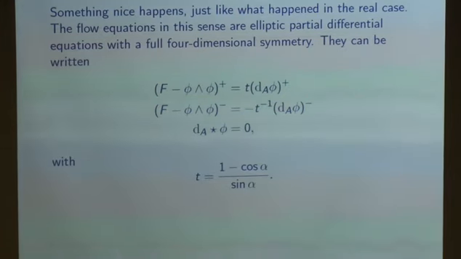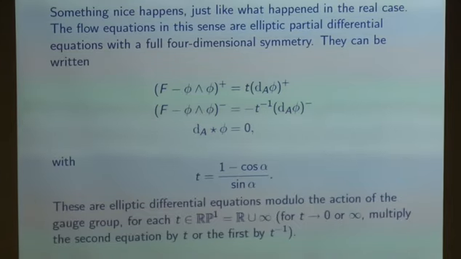So this is a nice system of elliptic partial differential equations, and it has the full 4-dimensional symmetry. So the same kind of nice thing happens that happens in the more traditional case of Morse theory flow for the real function. So these are elliptic partial differential equations modulo the action of the gauge group, for all t in RP1. In other words, t is a real number or infinity. If t is 0 or infinity, you have to multiply one equation by t or the other one by t inverse. But the equations have a limit, which is still elliptic as t goes to 0 or infinity.